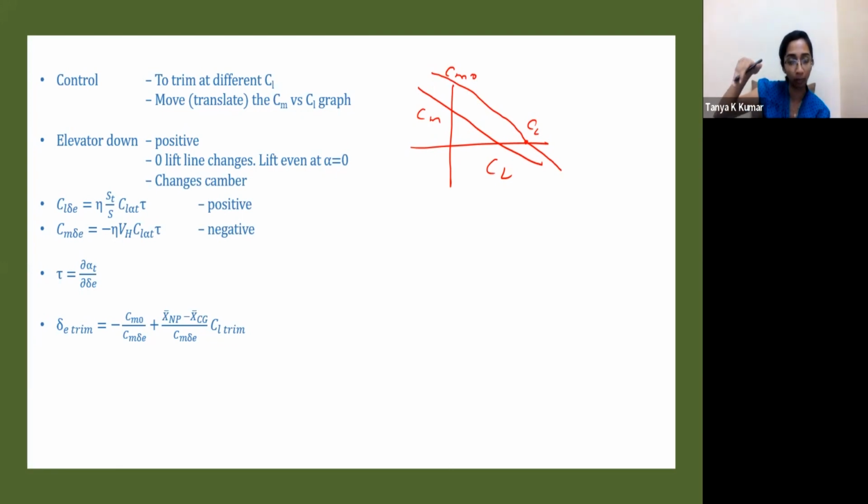Few conventions: elevator down, that is the deflection of the control surface, elevator at the horizontal tail, deflection down is considered positive, because it produces a pitch down. It's a positive restoring moment. Okay, it produces a positive restoring moment, so it is considered positive. Elevator down is considered positive.